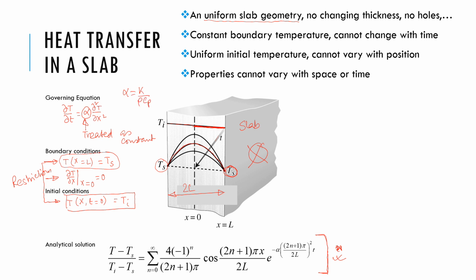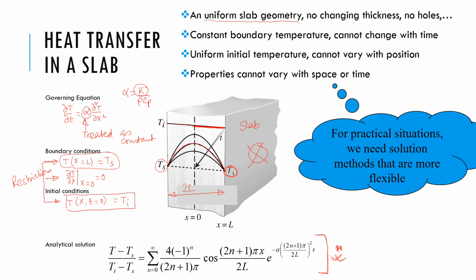Now, when you heat and cool something, the thermal conductivity as well as other properties change with temperature. And so that's very real. But if you say alpha is changing, then this solution is no longer valid because this is for a constant alpha. So what this means is for practical situations, we need solution methods that are more flexible than this one. This one is not as flexible because it has all of these and many more restrictions.